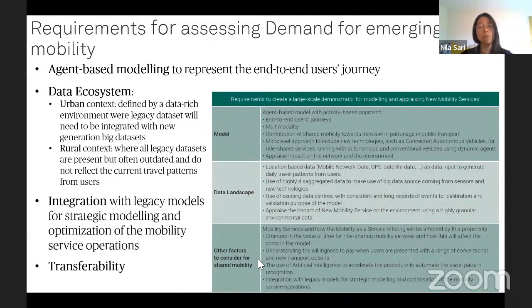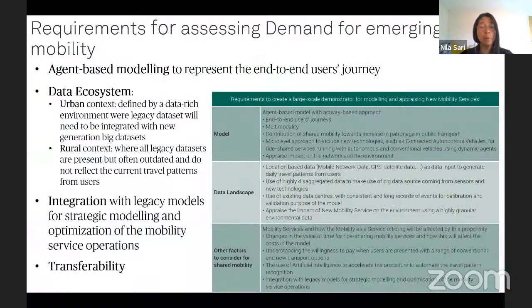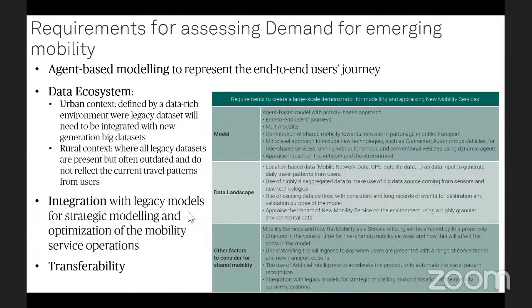So the development of an activity-based model is not strictly new, but in this country, I think we are all about to get to know it better, and we are keen on seeing more practical implementation of this method, and perhaps eventually it may become a known method in the future for the appraisal of new transport schemes. So now I'm going to hand this over to Patricia, who will discuss the DeMAND project in detail. Thanks, Nila.